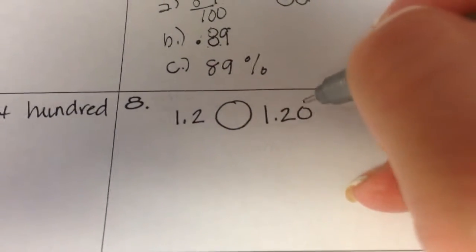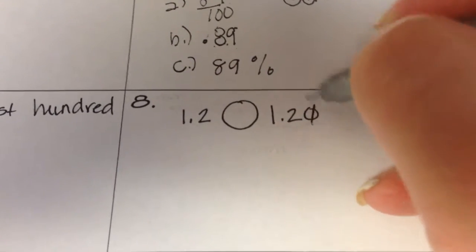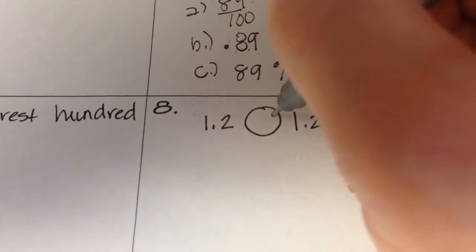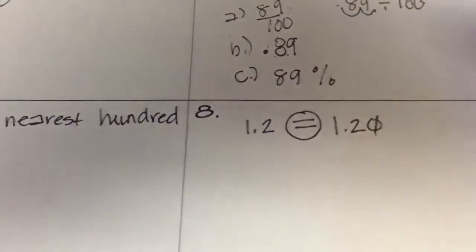Here they want you to compare 1.2 to 1.20. Guess what? You don't even have to have that 0 there, right? It's just 0. It's nothing. So 1.2 and 1.2, what would it be? Yes, of course, equal. Easy peasy.